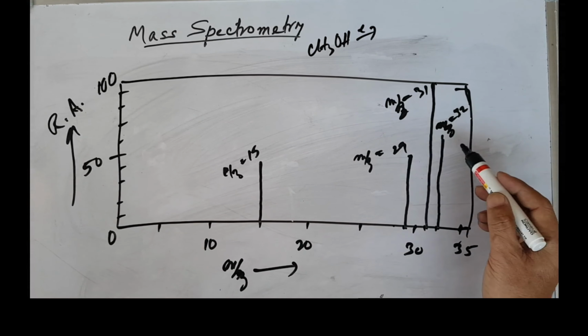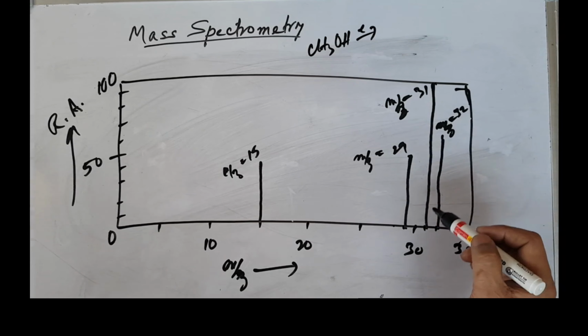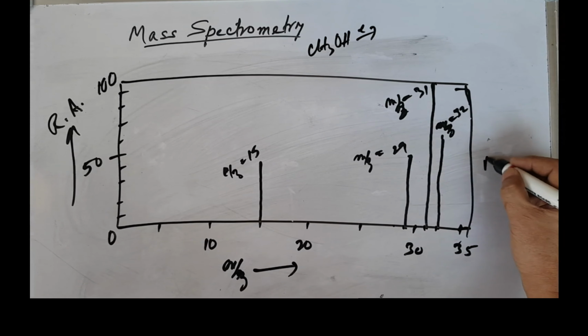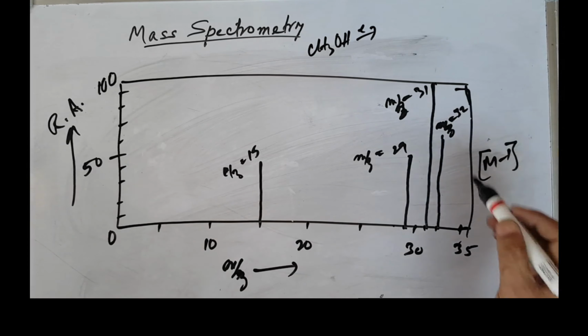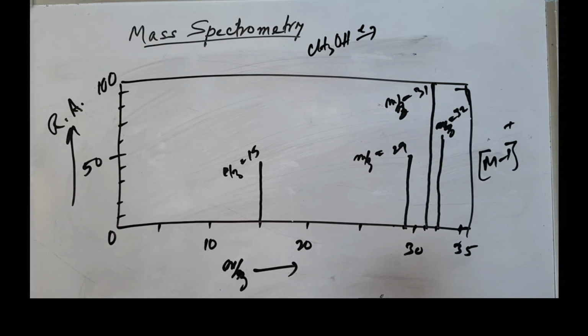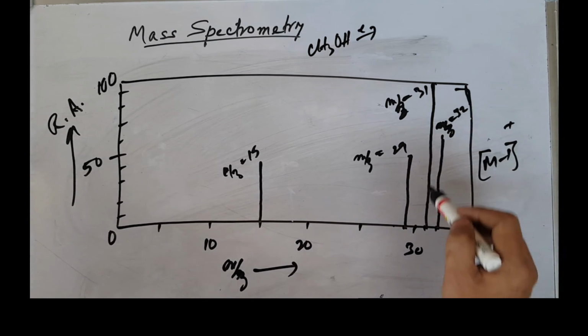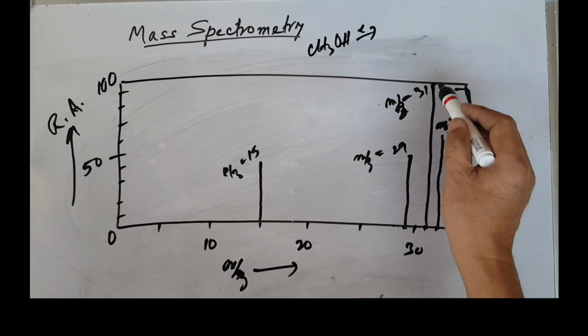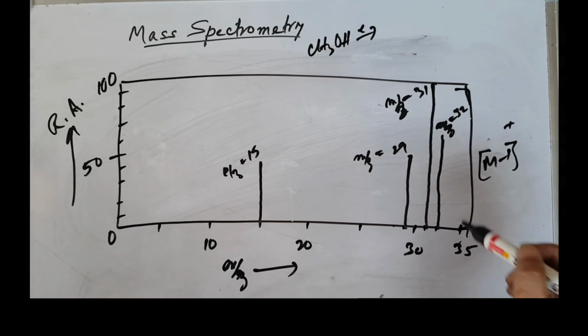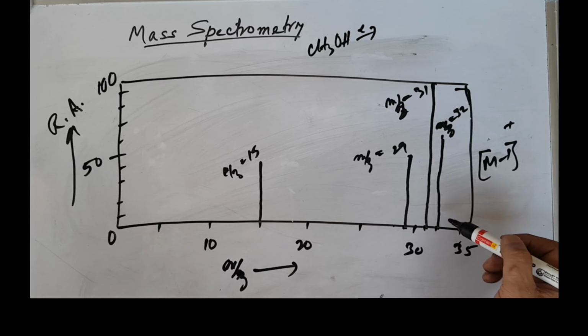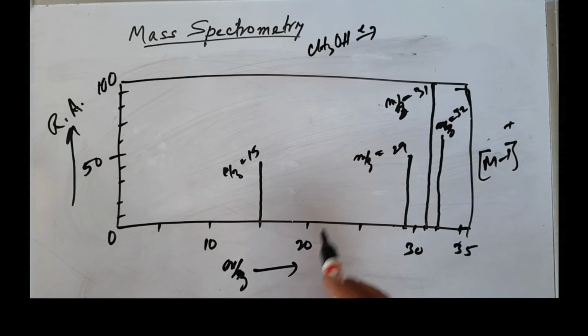So here the molecular ion peak is not the base peak. The base peak is the M minus 1. This is the base peak, the highest one. So this is the mass spectrum. The base peak has the highest relative abundance, highest intensity. You can say highest peak, and so the base peak here is not the molecular ion peak. So this is about the mass spectrum of methanol.